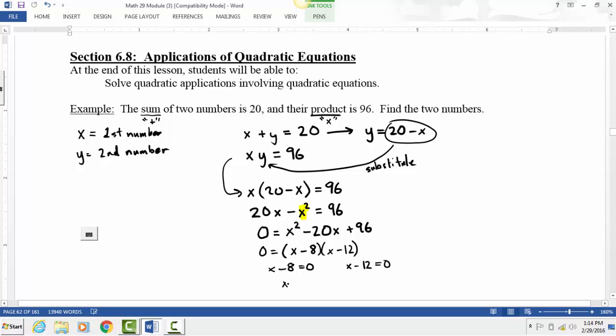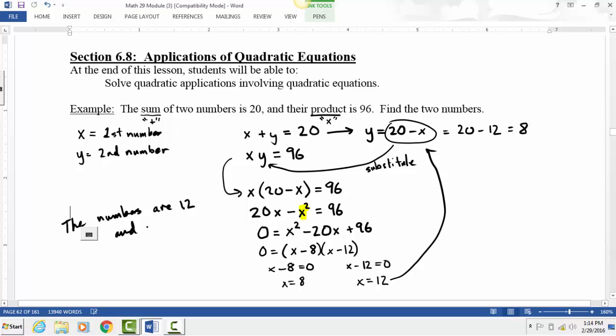Moving the 8 over, we get x equals 8, and x equals 12. And those really are the two numbers, because don't 8 and 12 add up to 20? 8 plus 12 does add up to 20, and 8 times 12 is 96. So, of course, you could take this number, for example, and plug it in here, and you would see, well, this is 20 minus 12, which is 8. Either way, the numbers are 12 and 8. Okay, so there's one example.